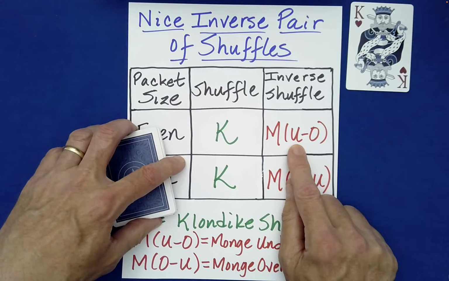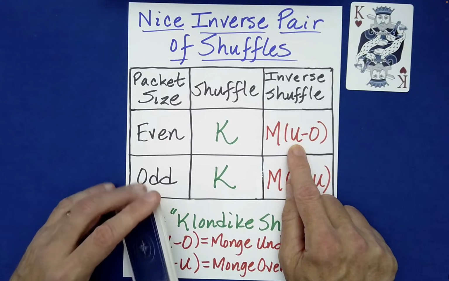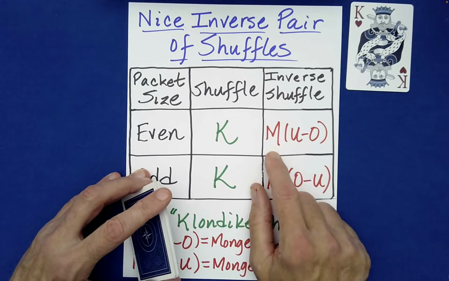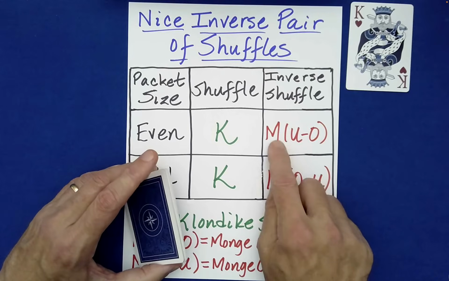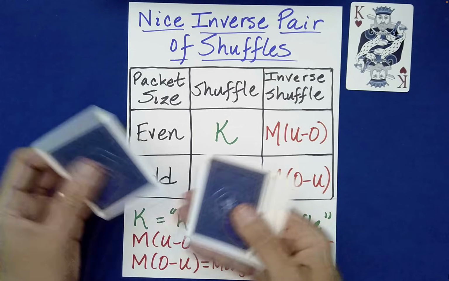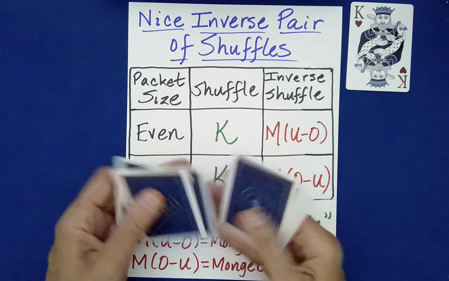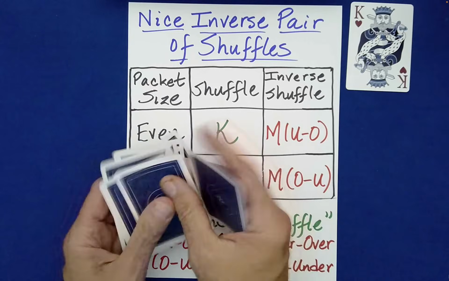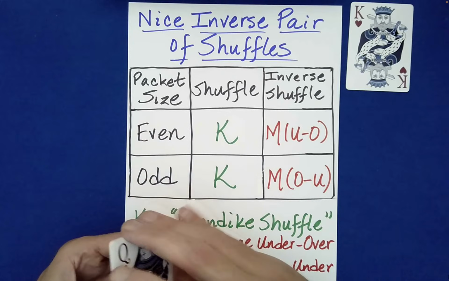For the math-minded out there, these are two-sided inverses. These are full inverses, not one-sided inverses. So we could do this one first: go under, over, under, over, under, over, under, over, under, over, under. Once again, I can show you.